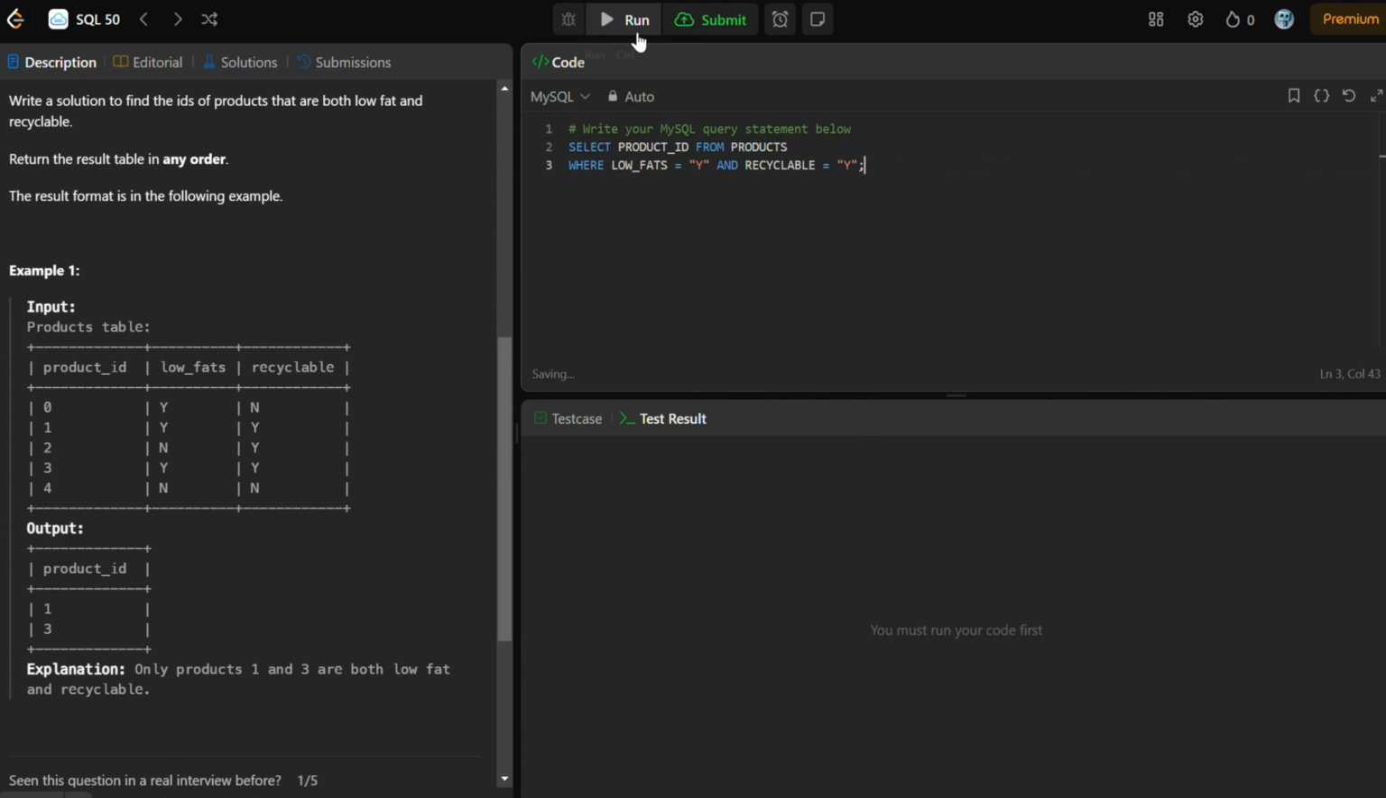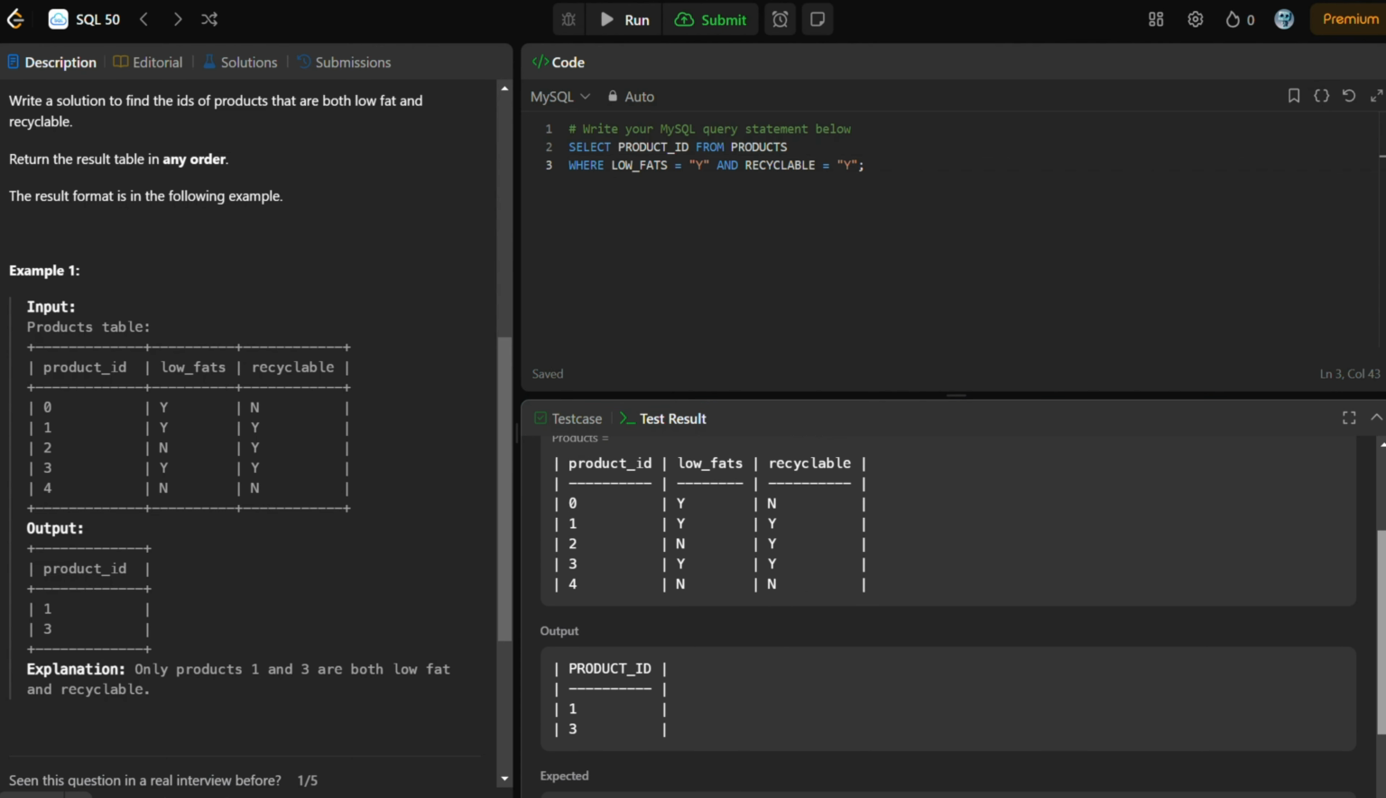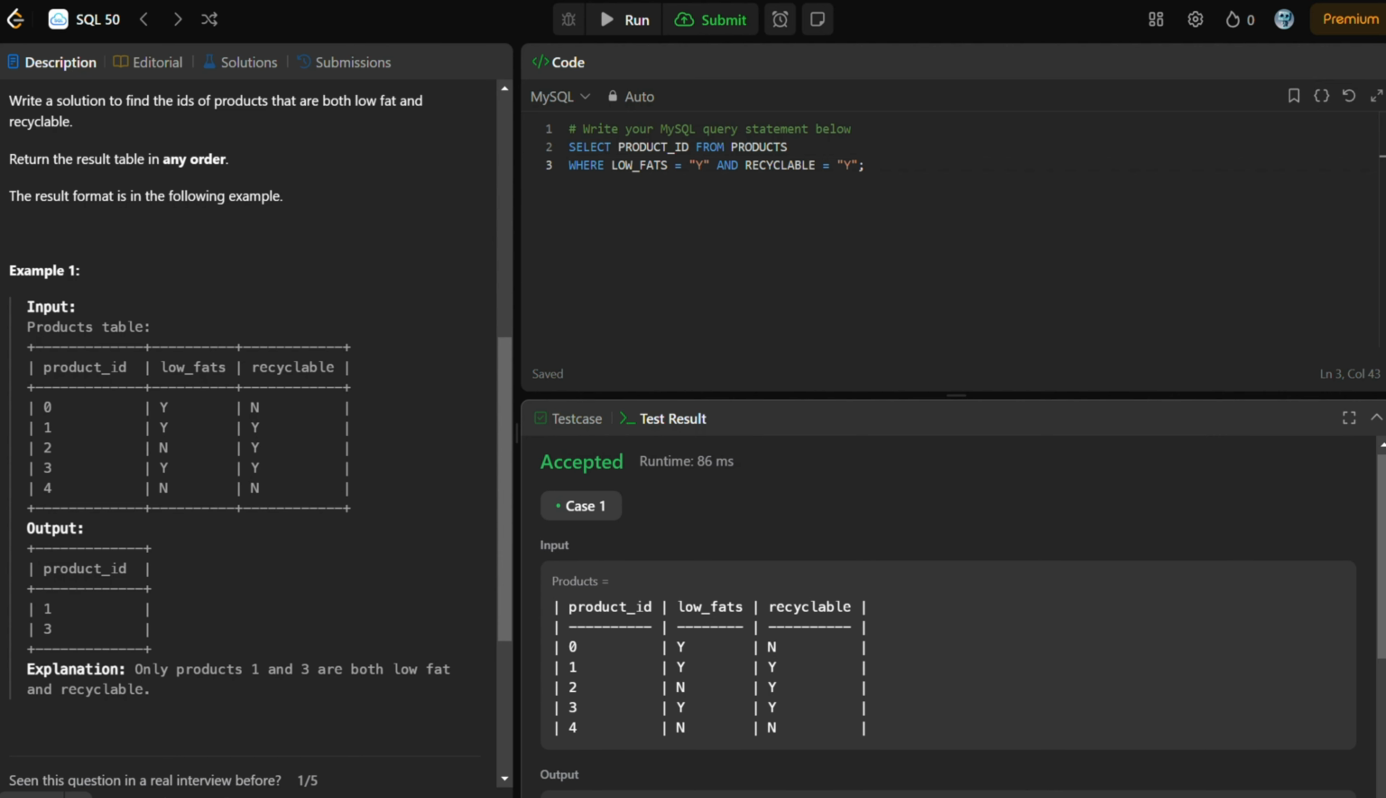This query will return the following result. Products with IDs 1 and 3 are both low-fat and recyclable. And that's it. You've successfully written an SQL query to find products that are both low-fat and recyclable.